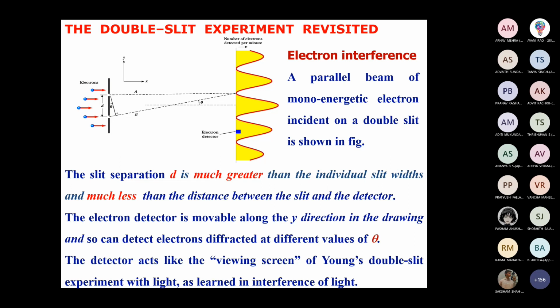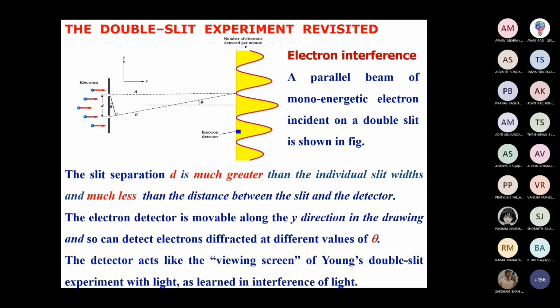So a parallel beam of monoenergetic electrons is made to be incident on the double slit, and you will see the interference pattern produced on the screen. You can see the detector in blue color, which acts as a viewing screen. Here the slit separation d is much greater than the slit width, like in Young's double slit experiment, and much less than the distance between the slit and the detector. That is this distance, which is the same as in the YDS experiment.